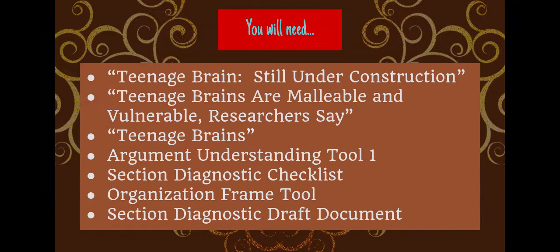For this lesson, you will need the 3 texts: Teenage Brain, Still Under Construction, Teenage Brains Are Malleable and Vulnerable, Researchers Say, and Teenage Brains. You will also need your Argument Understanding Tool 1, the Section Diagnostic Checklist, the Organization Frame Tool, and the Section Diagnostic Draft Document, found in today's lesson.